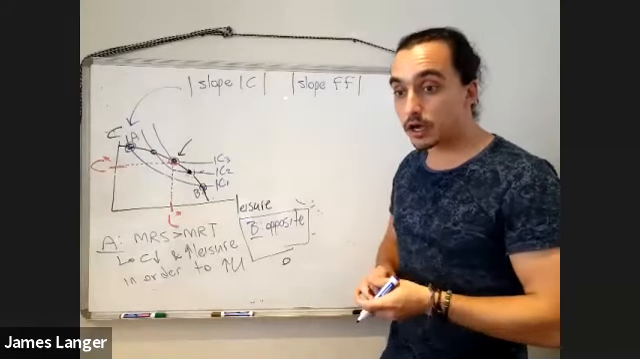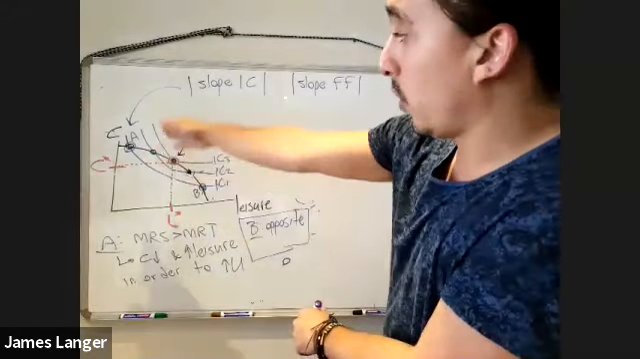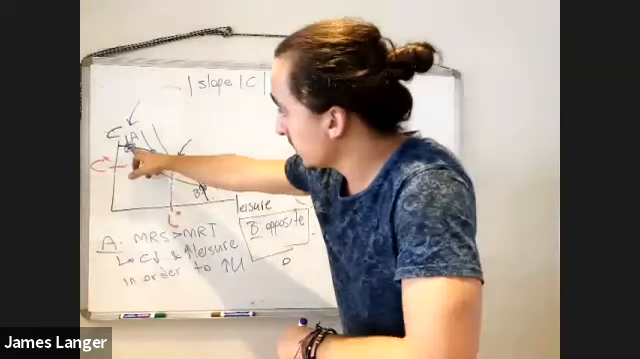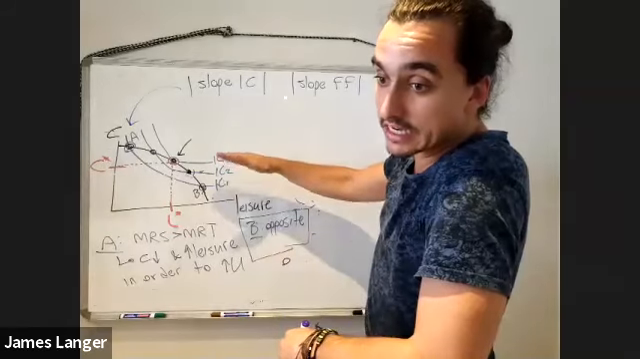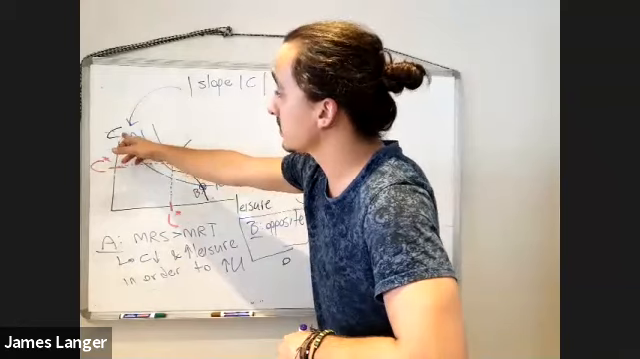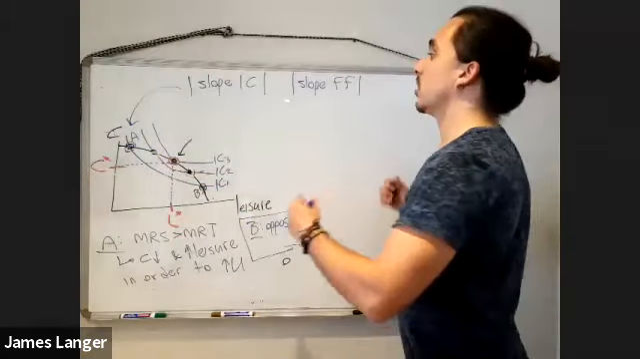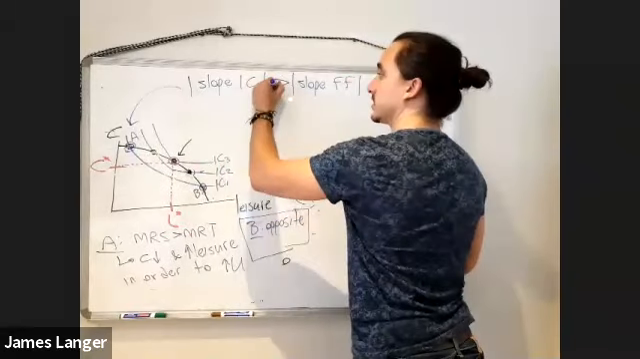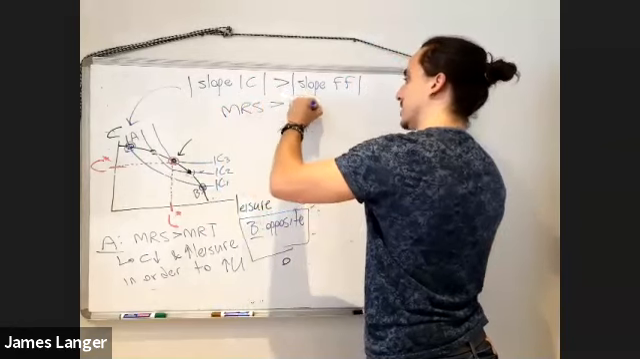Okay, if I look, yes, you can just eyeball it. Look, guys, look. One curve at this point is much steeper than this one. I don't need numbers to be able to do that, right? I can see that this is steeper than this line here. So I know that this is greater, and therefore I know that the MRS is greater than the MRT.